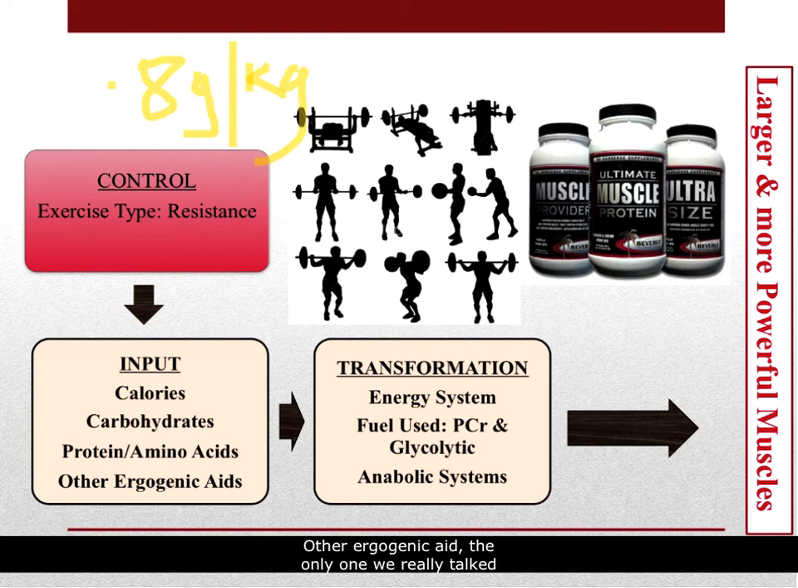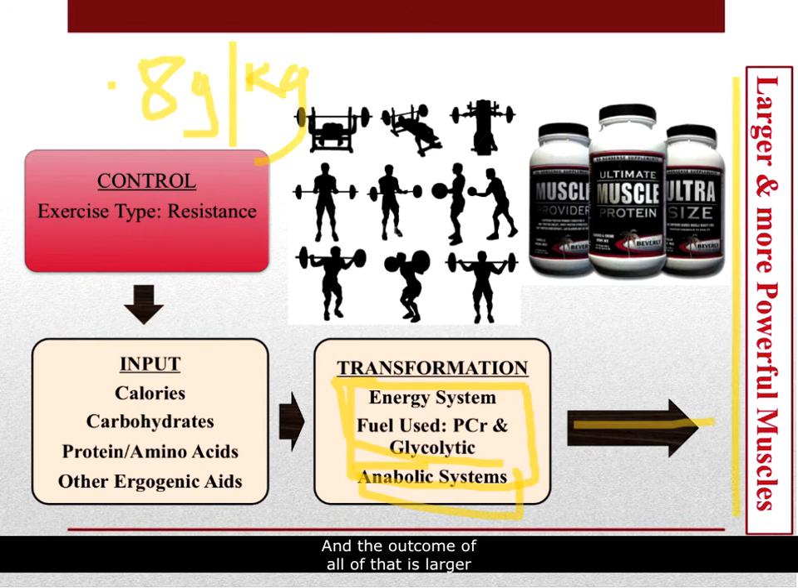Other ergogenic aids, the only one we really talked about was creatine. In this category, I didn't talk with you about any of the vitamin or mineral aids that are taken because I feel like the lecture is getting a little too long. We did talk about different energy systems. The ones that are used are PCR and glycolytic. The outcome of all of that is larger and more powerful muscles, yay. The feedback would be a larger bicep circumference or more power, or your 1RM is much stronger. That's going to be the outcome of doctoring those nutrients and performing that exercise regimen.